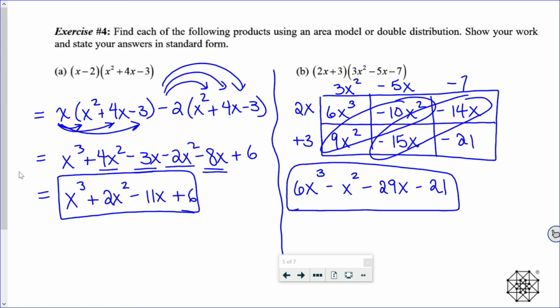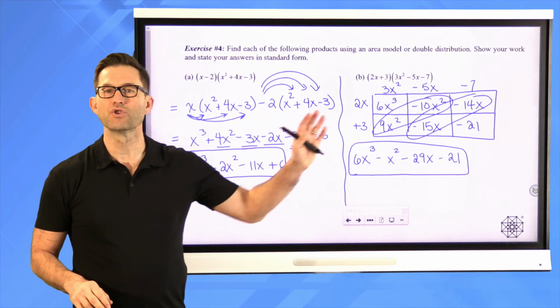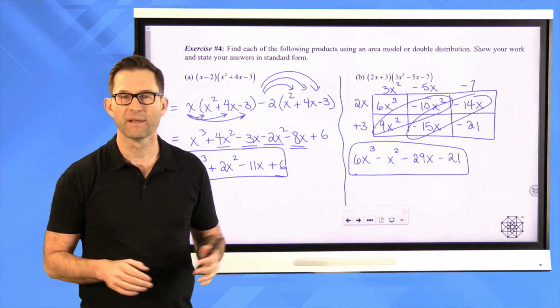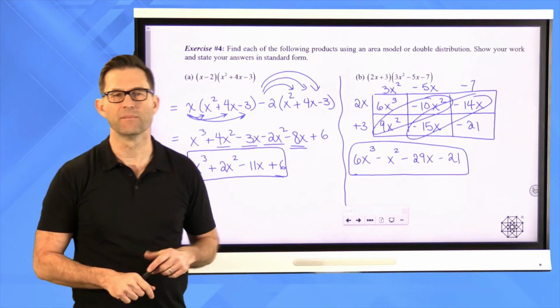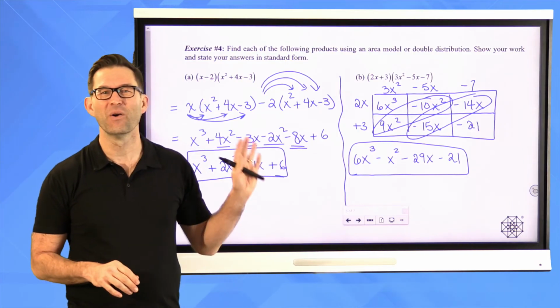All right. Cool. Again, I kind of prefer double distribution over the area model only because for me it takes up less room, although to be honest, these seem to have taken up the exact same amount of room. I still will tend to go with this one a little more.